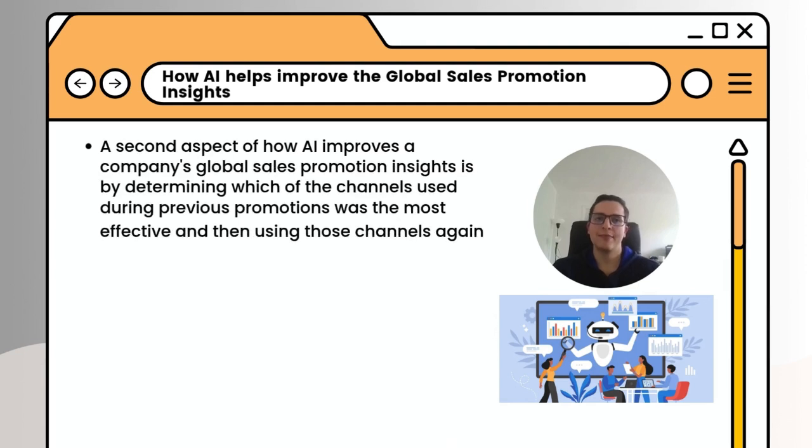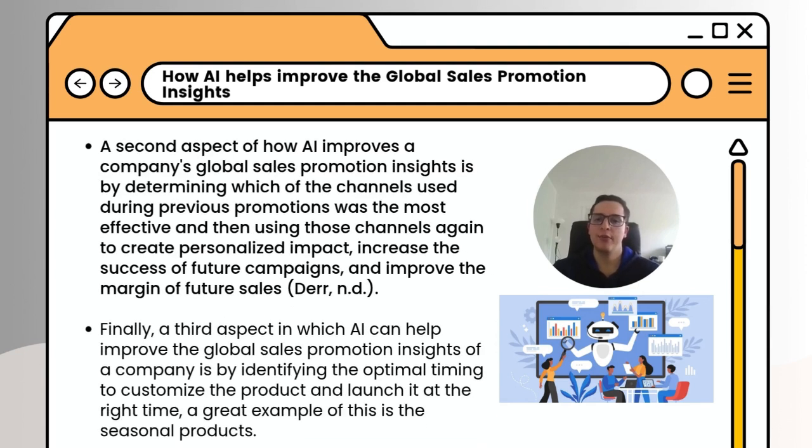So, then a second aspect of how artificial intelligence improves companies' global sales promotion insights is by determining which of the channels used during previous promotions was the most effective and the most attractive to the audience and the customers. So, they can use those channels again to create personalized impact, increase the success of future campaigns, and improve the margin of future sales. Finally, a third aspect in which AI can help improve the global sales promotion insights of a company is by identifying the optimal timing to customize the product and launch it at the right time. A great example of this is seasonal products.